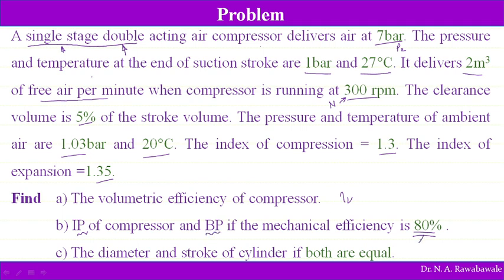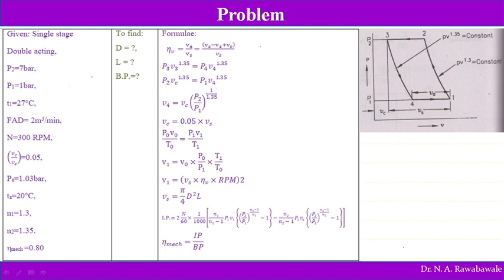Mechanical efficiency is given. The diameter and stroke of the cylinder are equal, so D is equal to L, and the values of D and L are to be calculated. So first of all we will collect this data from the problem.